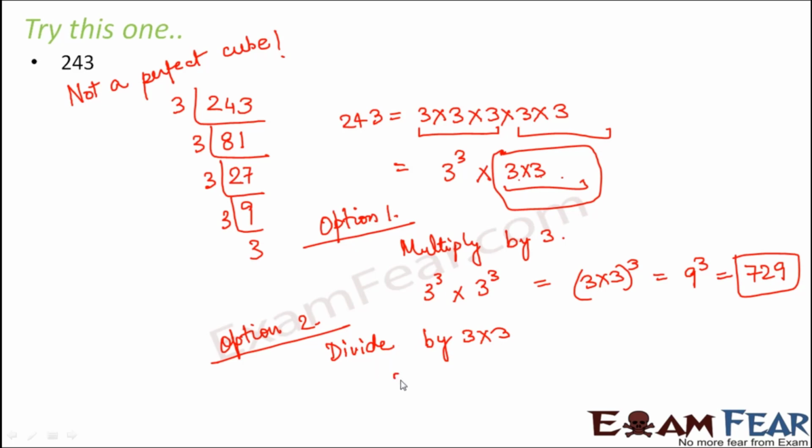So when you divide by 3 into 3, then your product becomes 3 cube, because this 3 into 3 and the denominator 3 into 3 would get cancelled. So 3 cube would be 27. So when you divide it by 3 into 3, the 243 becomes 27. So that way, by multiplying or dividing by a certain number, you can always reach the nearest perfect cube of a given non-perfect cube.